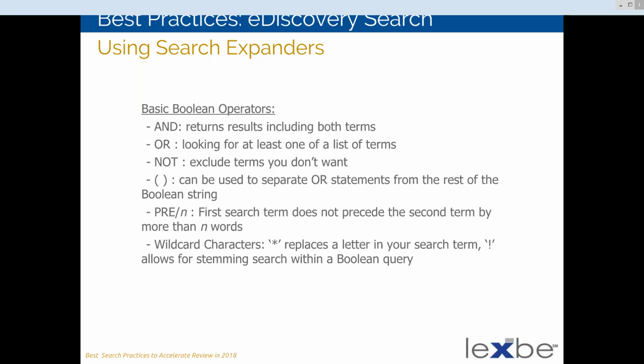Your wildcard characters are going to be helpful when you're looking for derivatives of words or other ways to look for them other than the stemming search that we talked about. The wildcard characters can be thought of in the same way. Your asterisk replaces the letter in your search term, so we'll replace one letter and we'll return any results where you're not sure what the last letter is of the word you're looking for. The exclamation point will automatically allow for a stemming search when you choose a Boolean query.